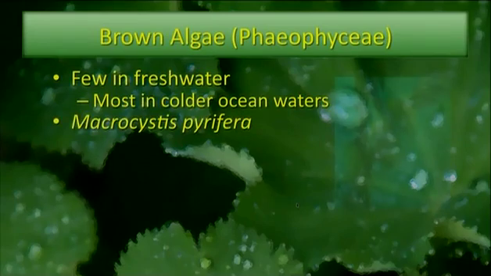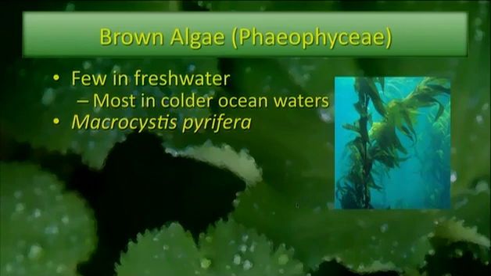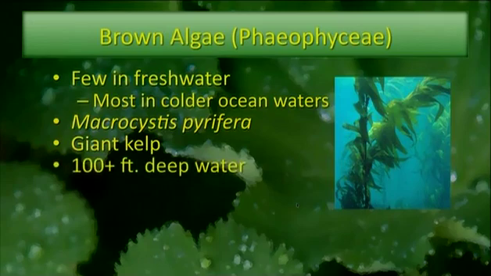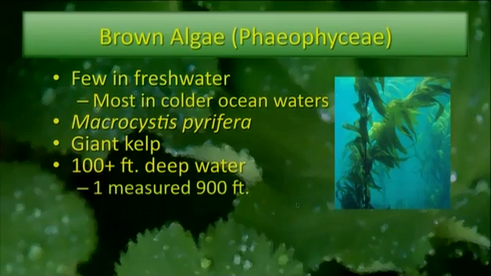Macrocystis pyrifera is a giant kelp. It can grow 100 or more feet in deep water. They measured one at 900 feet long. It might have been the longest organism ever measured.